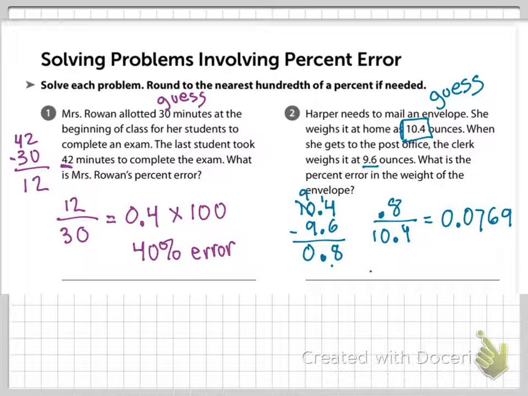I think they round in this answer key to two decimals after the percent. So when I multiply that by 100, I'm going to end up with 7.69%. Let's round to 1 decimal place after the percent. So I want to round to this decimal place. I look at the 9. 5 to 9 tells me I go up, so this is about a 7.7% error. Hopefully that helps you get the rest of the answers on this page.